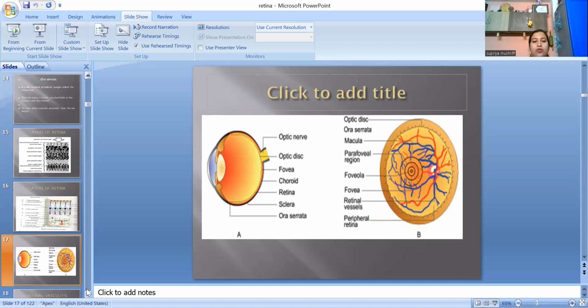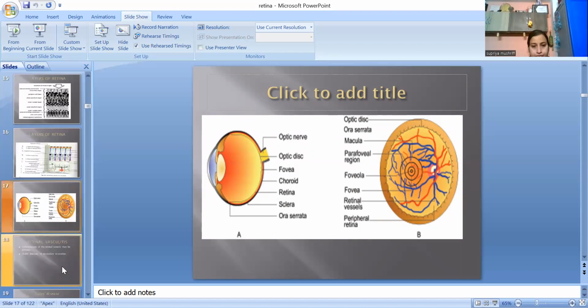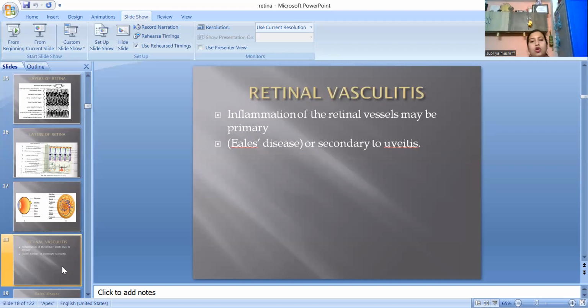So I think we can now very well understand the anatomy of the retina, because until and unless we know the anatomy of any structure, we can never understand the pathologies or diseases associated with that structure. Hence, I think we understand the different parts and various important structures of the retina. Now we will start the different diseases of the retina. I will start with retinal vasculitis.